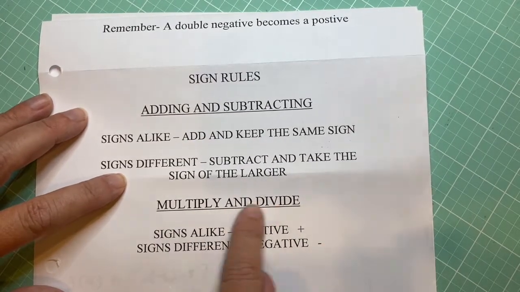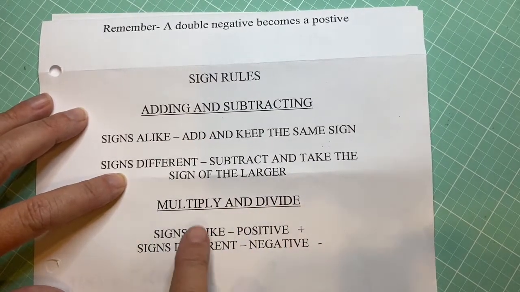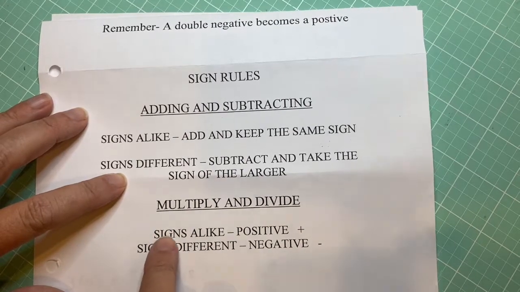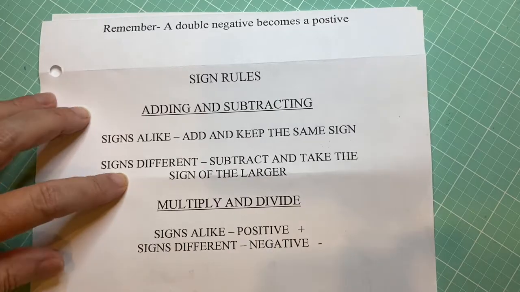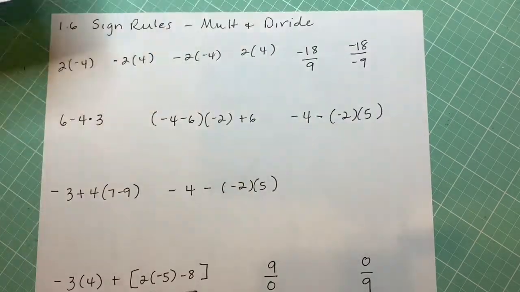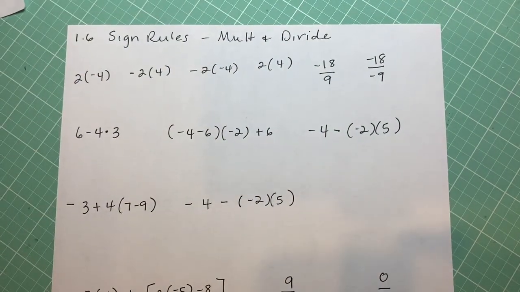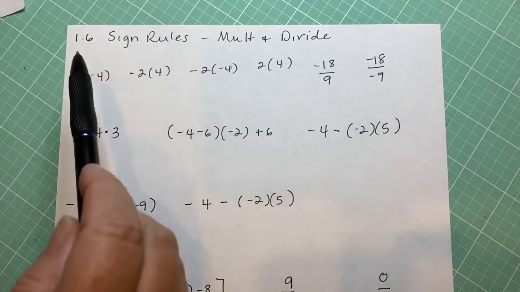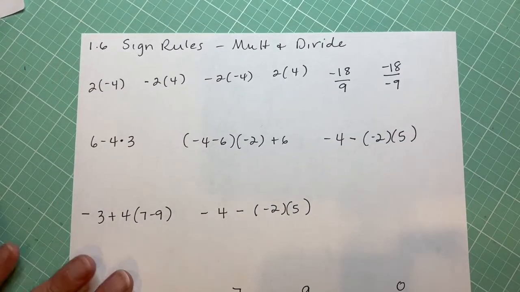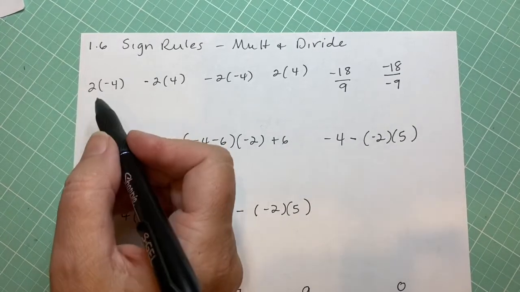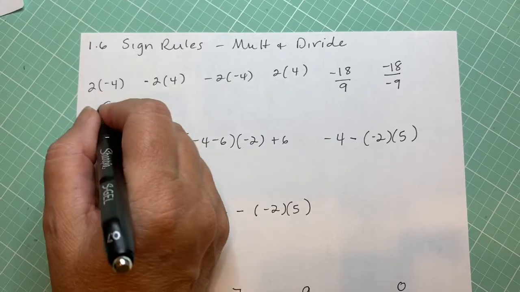But today we're going to look at multiplying and dividing, and they're actually the easier rules. For multiplying and dividing, if the signs are alike, it's positive. If the signs are different, it's negative. Alike, positive, different, negative. So let's look at some examples. So here's 4 different examples of the same numbers with different sign combinations so that you use your rules to know what it is. So for all these, we're going to say 2 times 4 is 8.